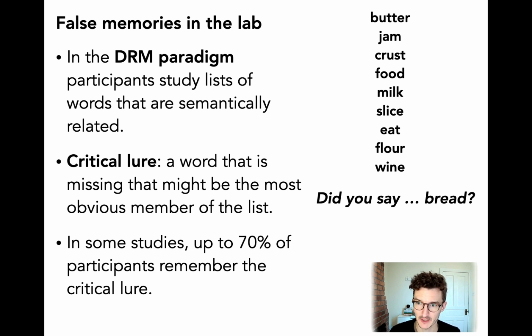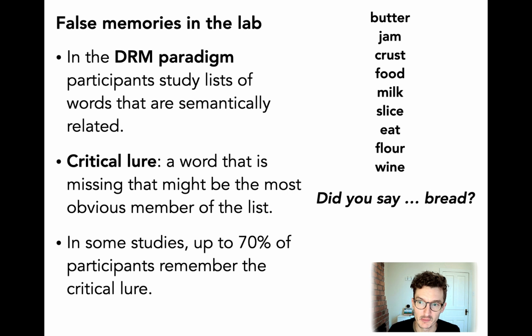So apple, pear, peach, salad, juice. Fruit is what we call the critical lure. So a word that is missing that actually might be the most obvious member of the list if you think of the list as a whole. So an example on the slide here, we have butter, jam, crust, food, milk, slice, eat, flour, wine. And so the word that links all these words is the word bread. Now participants actually don't see the critical lure, but in some studies, up to 70% of participants remember the critical lure as appearing in the word list.